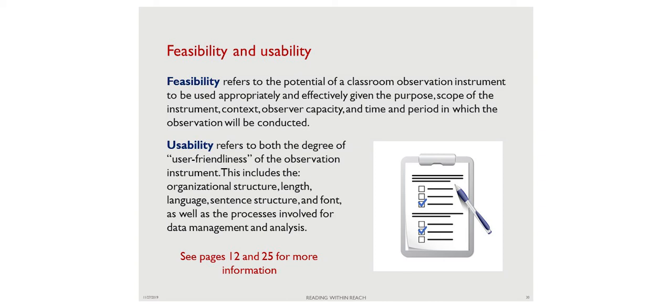So for example, an instrument that has small font and large amounts of text may be challenging for an observer to read. Instruments with inconsistent formats throughout the document, which require observers to shift from a yes-no to a highly complicated rating scale, these might be difficult. So you want to make sure that this will also affect your reliability. So you do want to make sure that you are considering user friendliness.